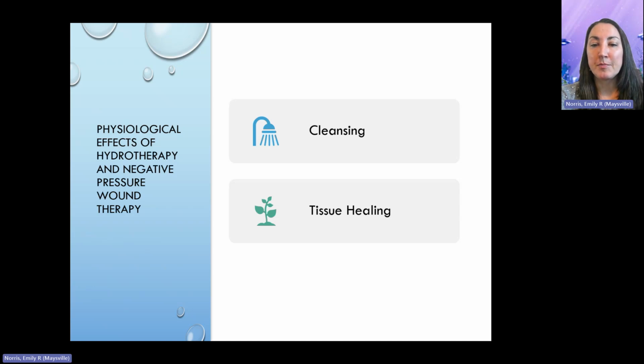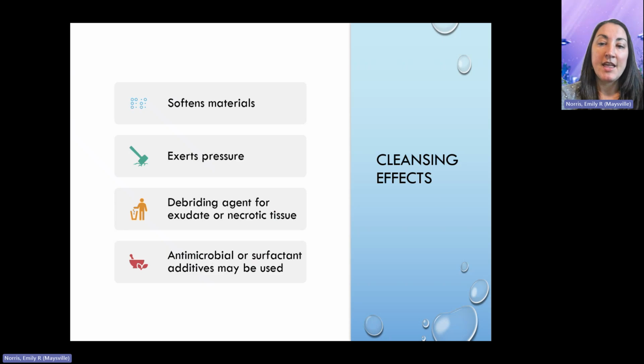So negative wound therapy, it cleanses and helps with tissue healing. The way that it cleanses is by softening the material, exerting pressure on that area, debriding the agents or the exudate, the necrotic dead tissue from the area. So like scraping it off, throwing it away. And then you can use antimicrobial or surfactant additives to increase the effectiveness.